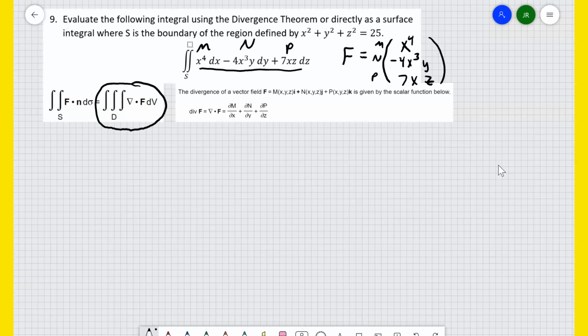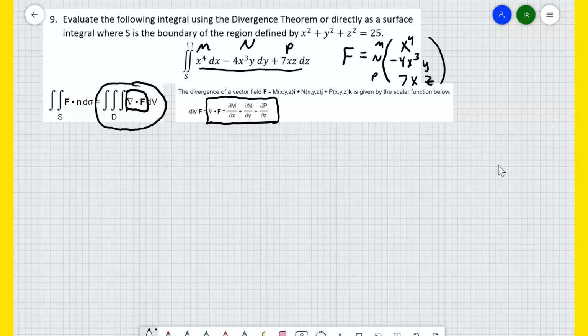And so if I'm trying to do this part right here, that's the gradient symbol, and it means you're taking partial derivatives with respect to each variable. So just look at this to tell what to do. To do the gradient dot F, we're just doing the partial derivative of M with respect to x plus the partial derivative of N with respect to y plus the partial derivative of P with respect to z.